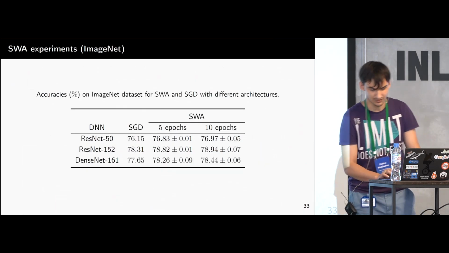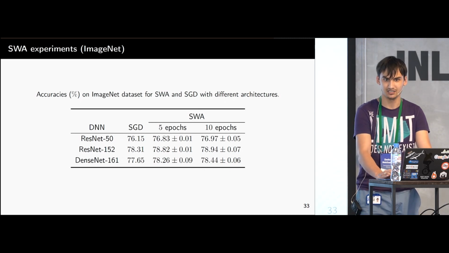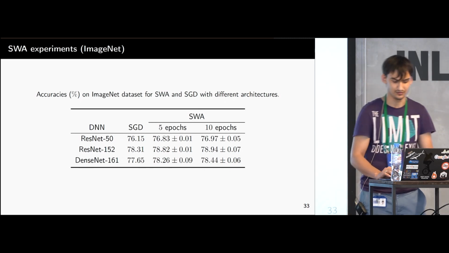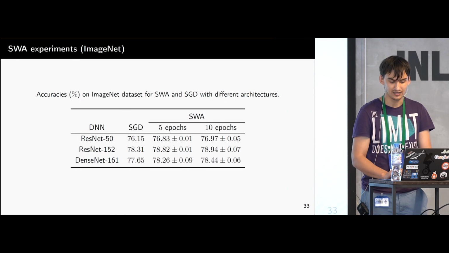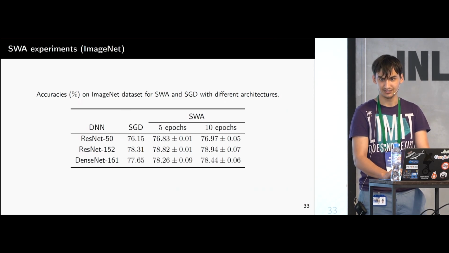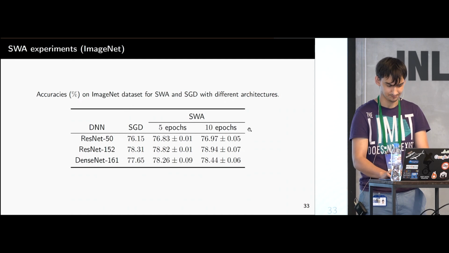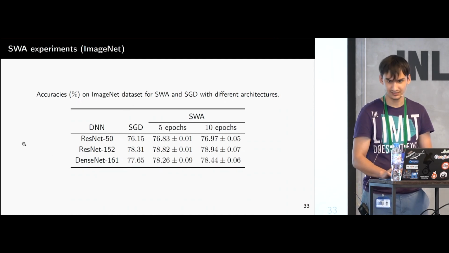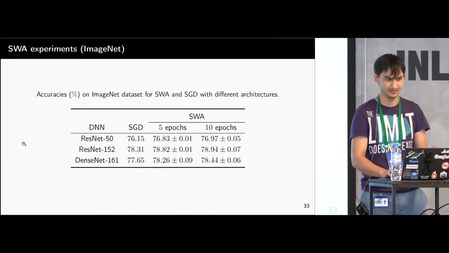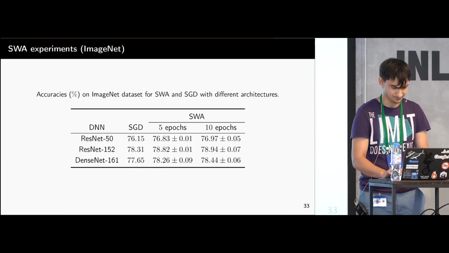And this even scales to ImageNet. You can take a pre-trained ImageNet model and then train it for several more epochs and average the snapshots in between. And you obtain up to about 1% improvement, 0.5% on very large networks. So this is something that works out of the box for basically any model.